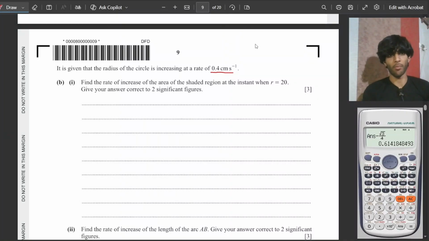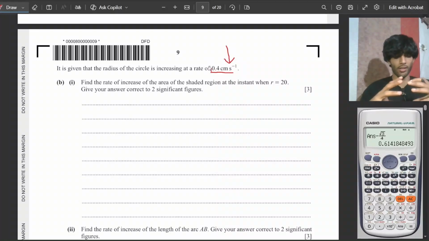So what does that mean? That basically means that your radius is changing with respect to time. Why? Because there's a second quantity over here. If there was a different quantity, let's say centimeter per theta, then that would mean your radius is changing with respect to the angle of the circle. In this case, they're saying that the radius is changing with respect to time. And since it has no sign, it has a positive sign. So that means that in every second, the radius of the circle increases by 0.4.